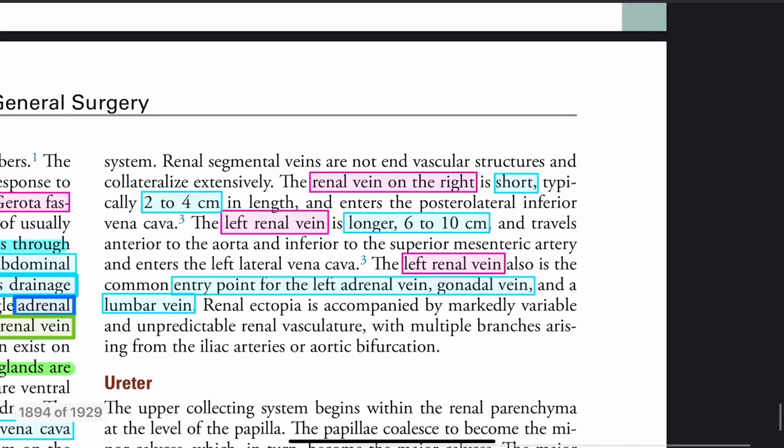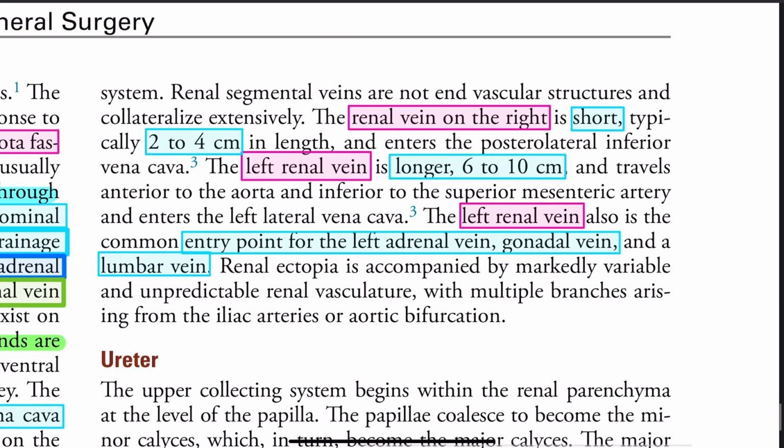Now come to the renal vein. The renal vein on the right side is short, 2 to 4 centimeter in length. On the left side it is longer, around 6 to 10 centimeter. The left renal vein is also the common entry point for the left adrenal vein, gonadal vein and lumbar vein. This is an MCQ. So gonadal, adrenal and lumbar.